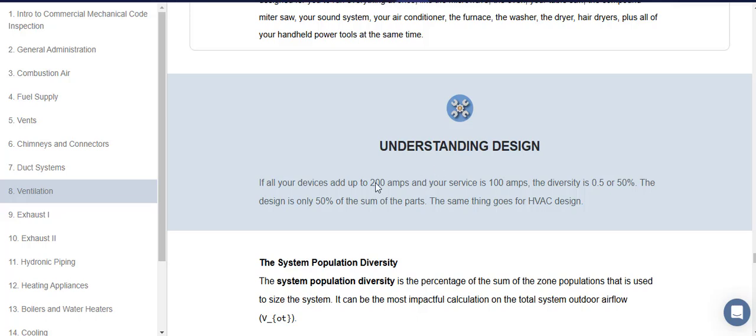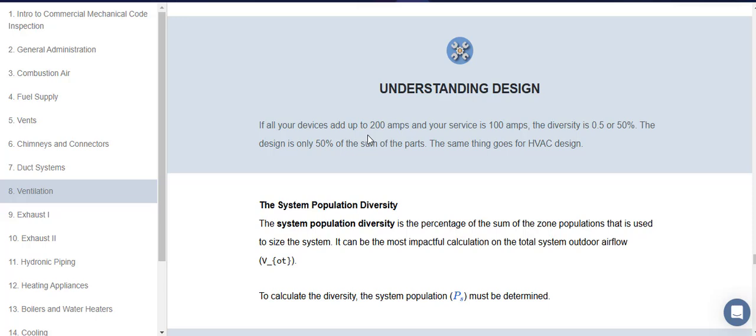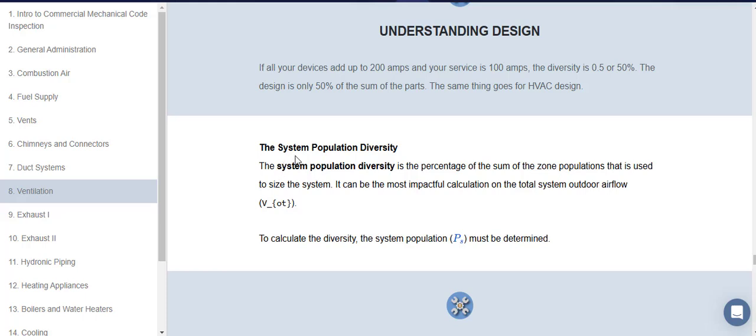Understanding diversity. If all your devices added up to 200 amps and your design is 100 amps, the diversity is 0.5 or 50%. The design is only 50% of the sum of the parts. The same thing goes for HVAC design. The system population diversity is the percentage of the sum of zone populations that is used to size the system.